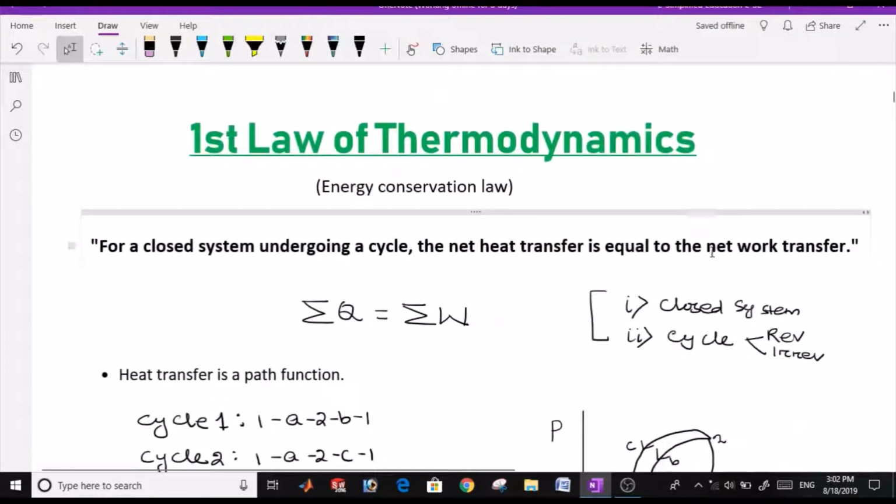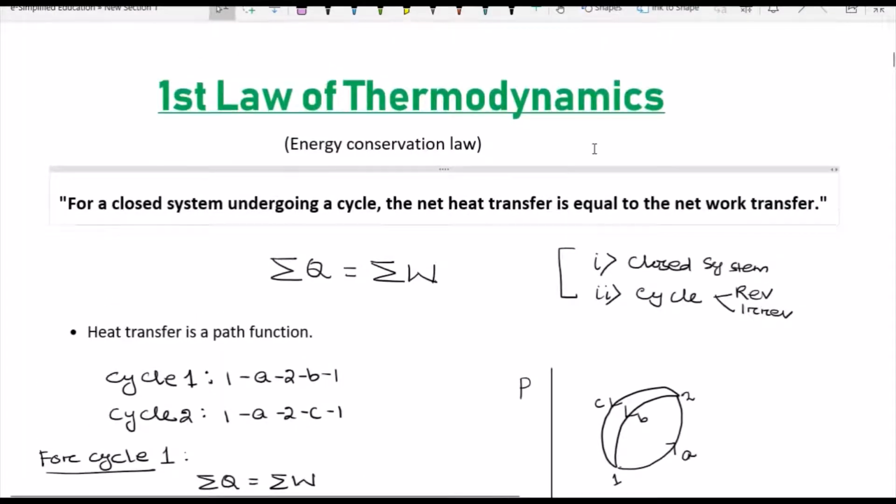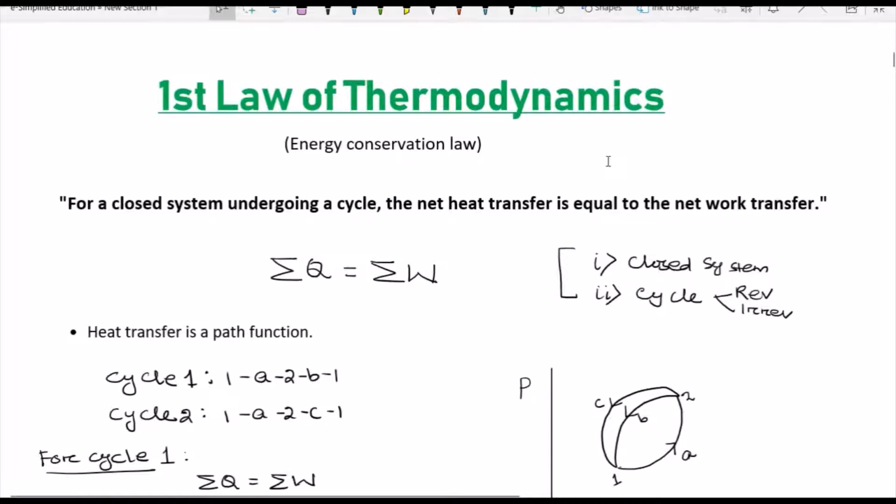Next, after the sign conventions, we will discuss the first law of thermodynamics. It is an energy conservation law of thermodynamics. The statement of the first law of thermodynamics is, for a closed system undergoing a cycle, the net heat transfer is equal to the net work transfer.